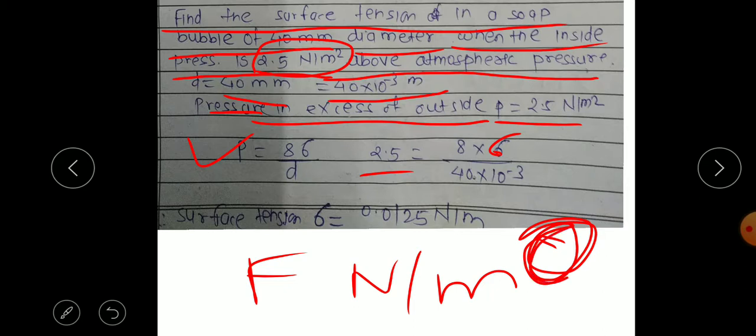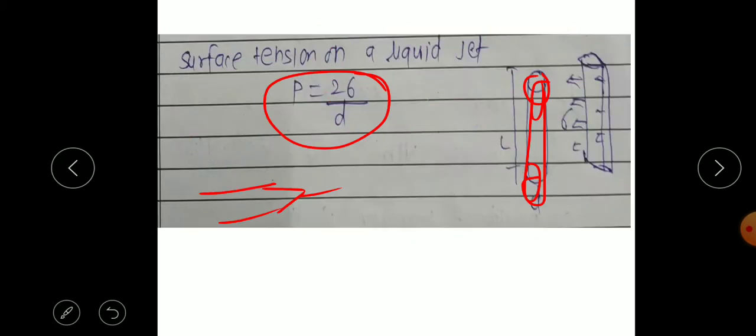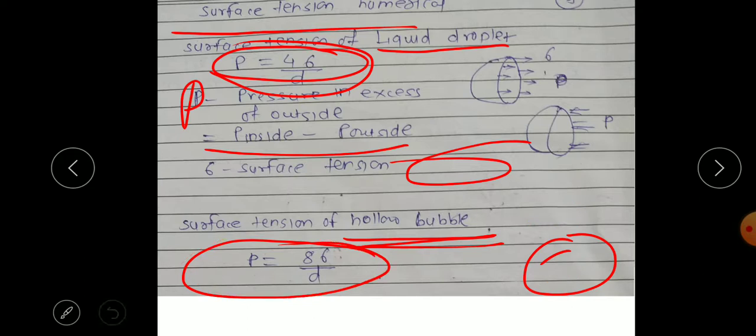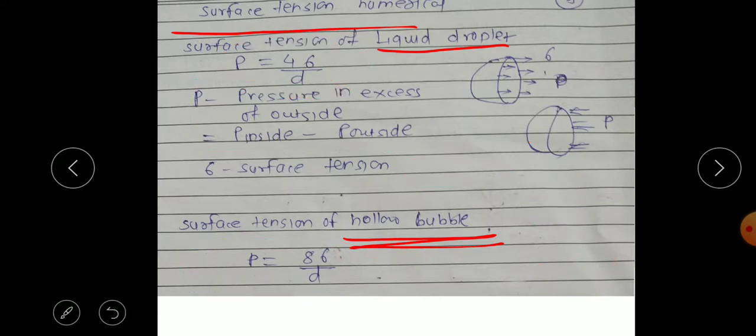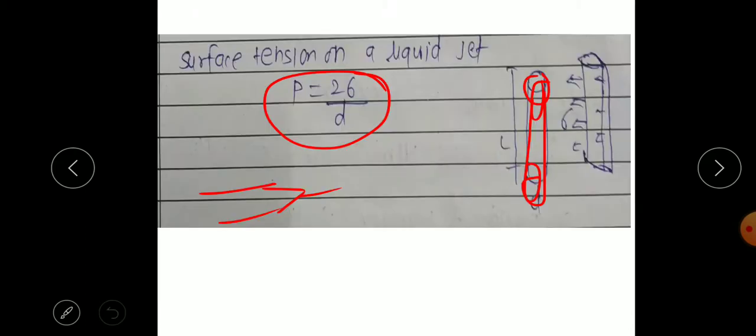A soap bubble forms a surface, and the force acting is the tensile force, that is Newton per meter. So surface tension we have found. Three cases will be there. One is the surface tension of the liquid droplet, 4 sigma by d; for a hollow bubble, 8 sigma by d; and for a jet we have derived this, 2 sigma by d.